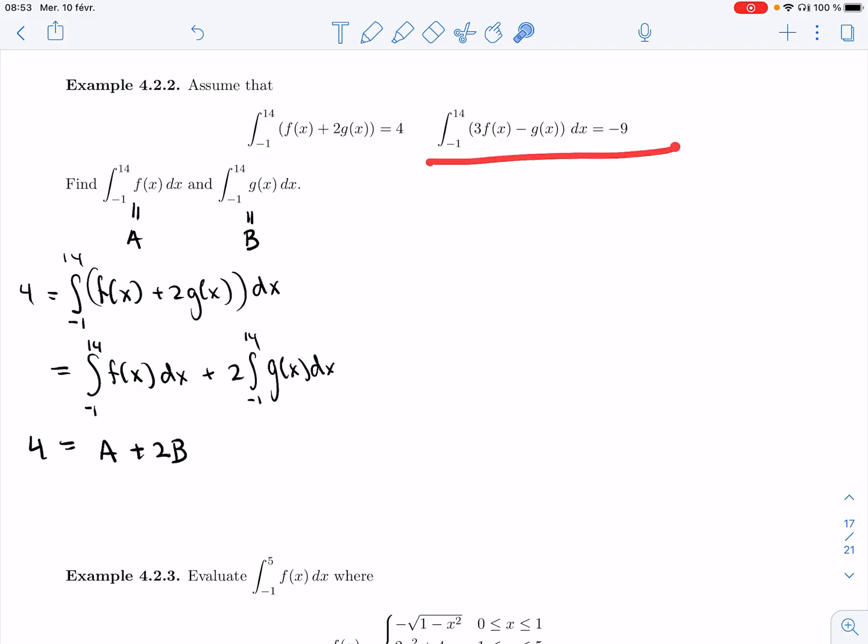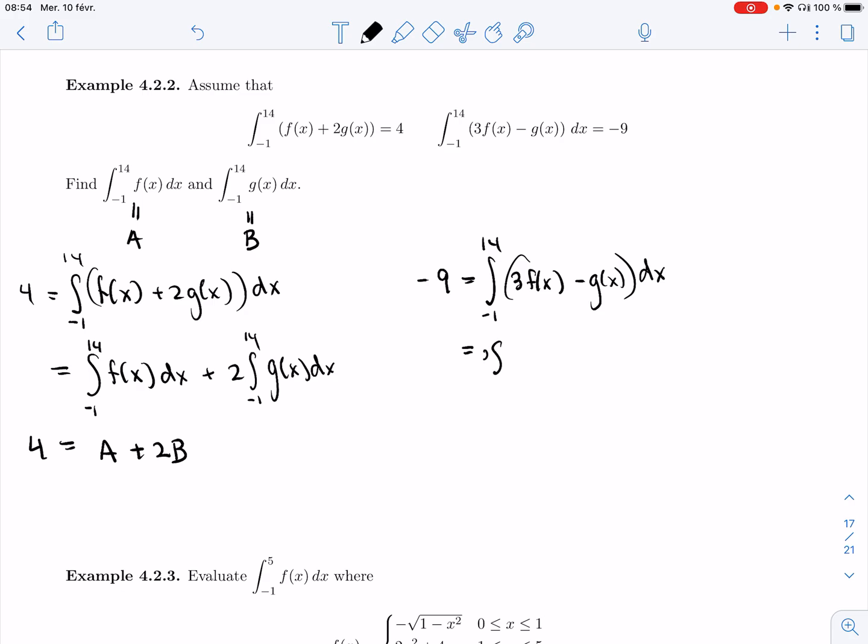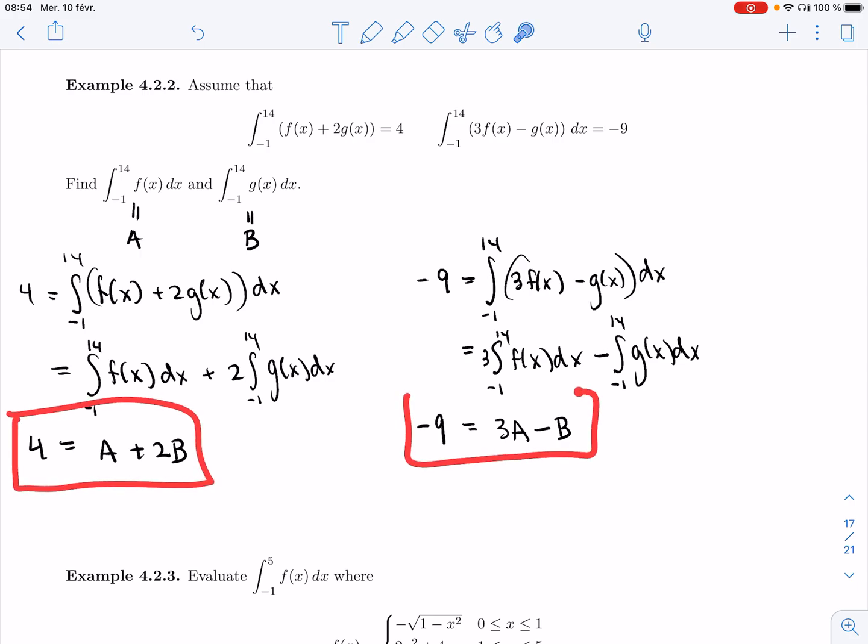All right, let's look at this one. It's going to give me a different relationship. I get that minus 9 is equal to the integral from minus 1 to 14 of 3 f of x minus g of x dx. That's 3 times the integral from minus 1 to 14 of f of x dx minus the integral from minus 1 to 14 of g of x dx. So that's 3A minus B. All right, so I have my two equations here, and I need to solve for A and B.